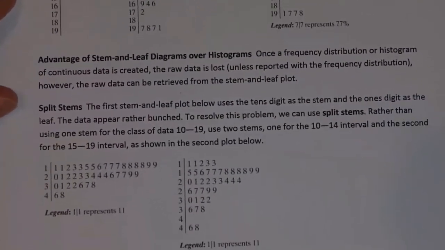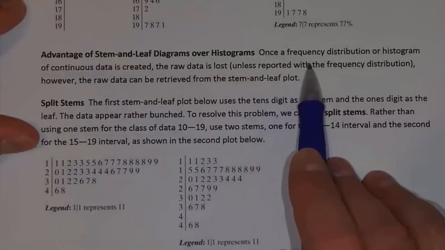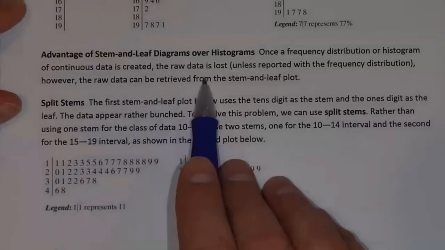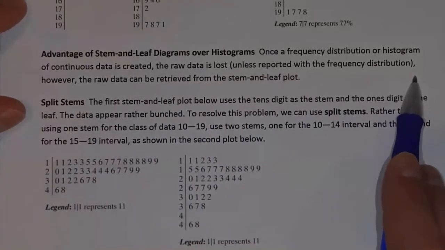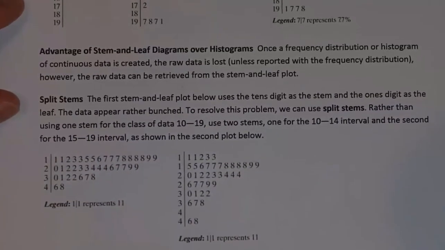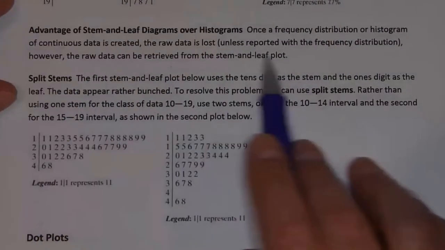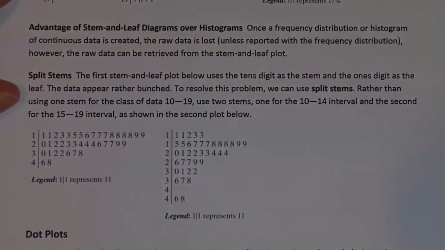So, advantages of stem and leaf diagrams over histograms. Once a frequency distribution or histogram of continuous data is created, the raw data is lost unless reported with the frequency distribution. However, the raw data can be retrieved from a stem and leaf display or stem and leaf plot. Again, the disadvantage is it can generally only be used if you have a relatively small amount of data.